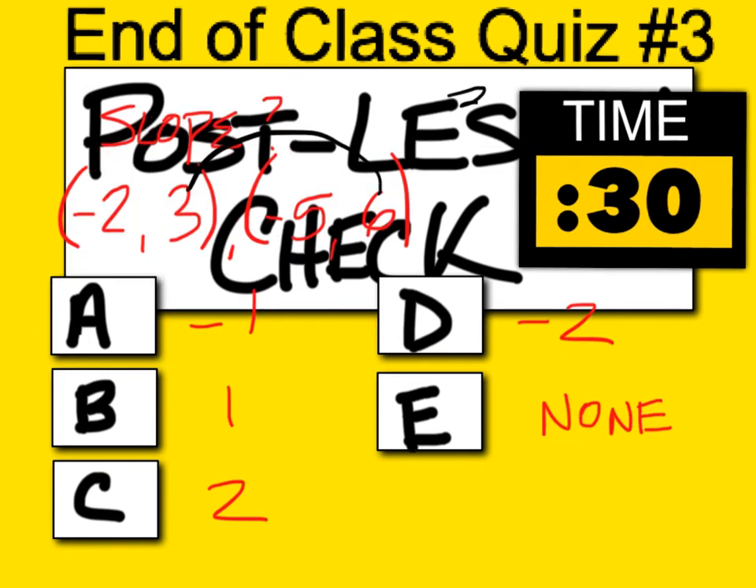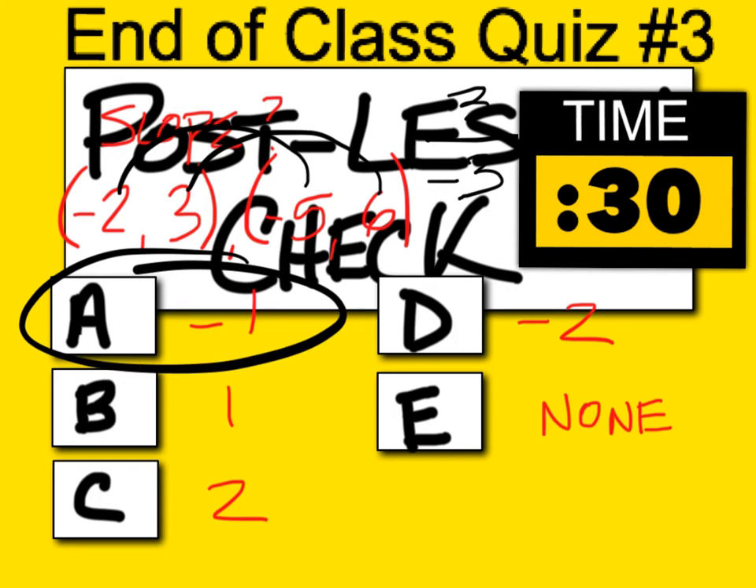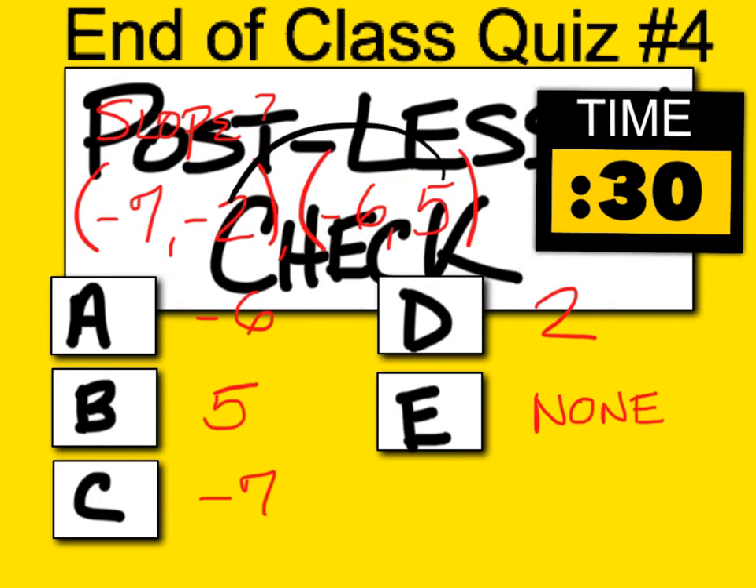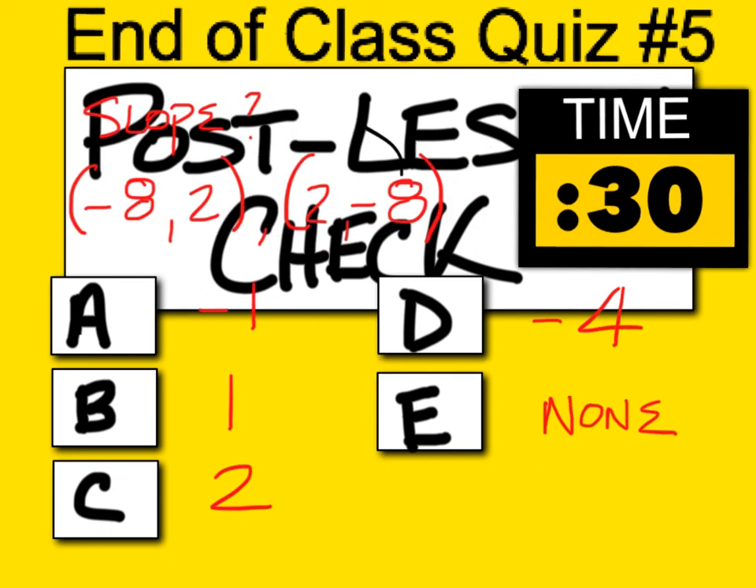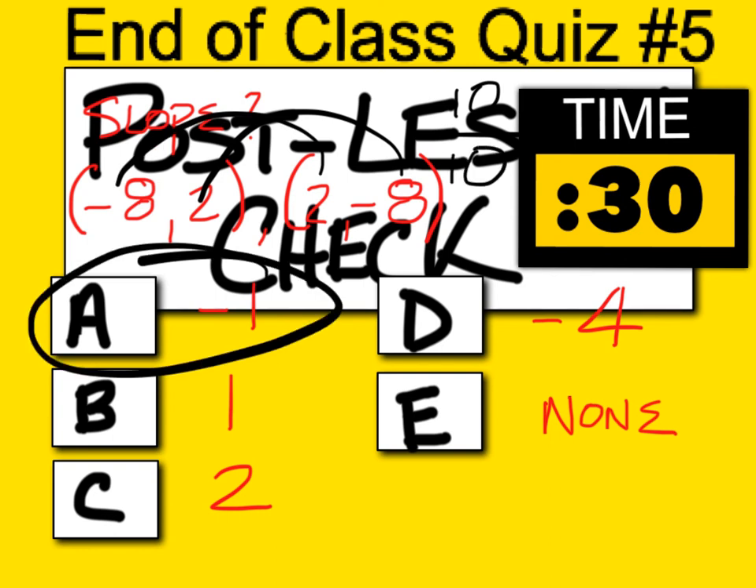6 minus 3 is 3. -5 minus a -2 is -3. That's a -1, a. 5 minus a -2 is 7. -6 minus a -7 is 1. That's a +7, e, none. -8 minus 2 is a -10. 2 minus a -8 is +10. That's -1, a.